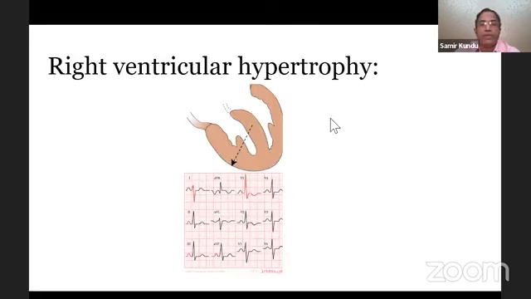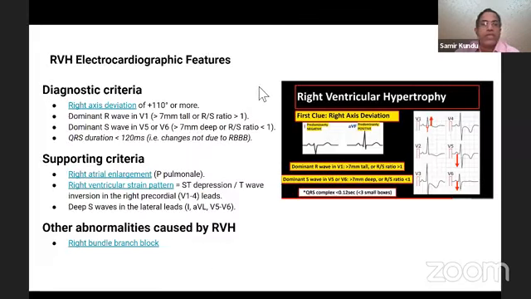Right ventricular hypertrophy. The diagnostic criteria: right axis deviation is the clue. The dominant R wave in lead V1 more than 7 millimeter or RS ratio more than 1. Dominant S wave in V5 or V6 more than 7 millimeter or RS ratio less than 1. And duration of the QRS less than 120 milliseconds. Supporting criteria: right atrial enlargement, secondary right ventricular strain pattern, and deep S wave in the lateral leads. They may be associated with right bundle branch block.